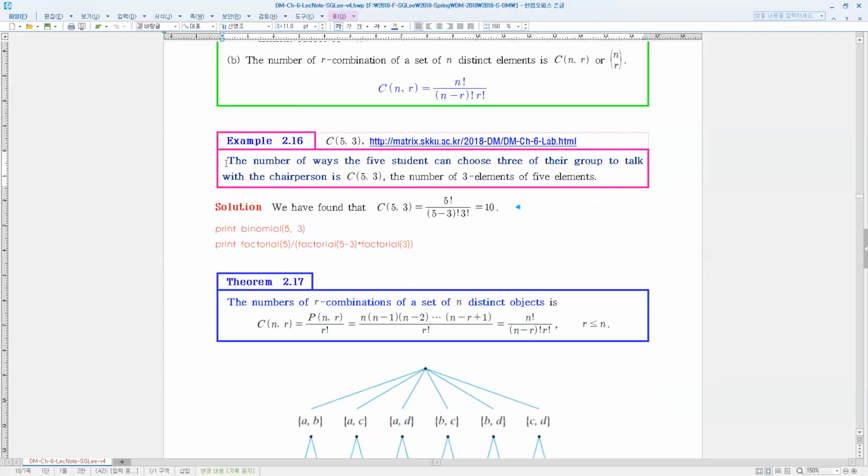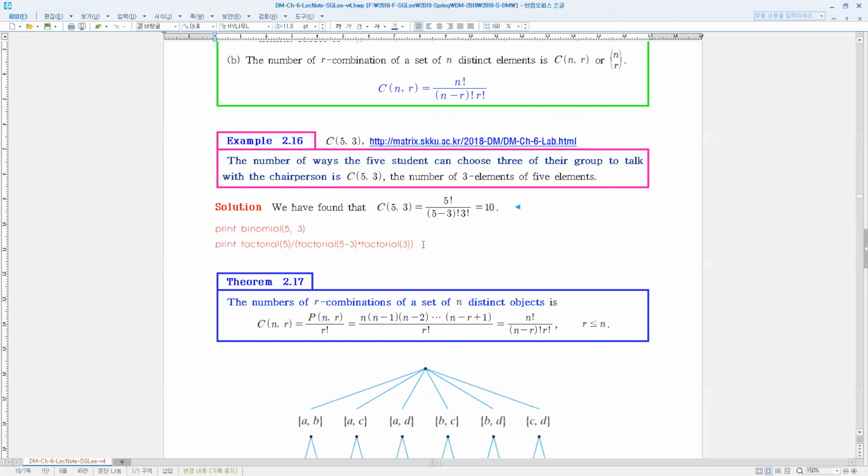Here's an example. The number of ways the 5 students can choose 3 of their group to talk with the chairperson is 5 choose 3, the number of 3-element subsets from the 5 elements. So 5 factorial over (5 minus 3) factorial times 3 factorial, which is 10.